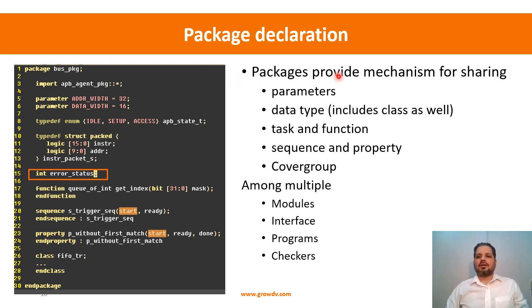So packages, to formally define, provide a mechanism for sharing common definitions among multiple consumers. So that's what the packages are providing. What do we share using packages? We can define common parameters. Like this, I have defined address width, data width. These parameters I can share with the help of the package. I can define different types of data types, like this user defined enum data type, typedef enum, and some APB state I have declared over here.